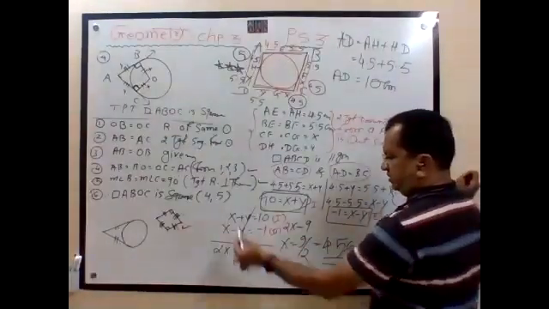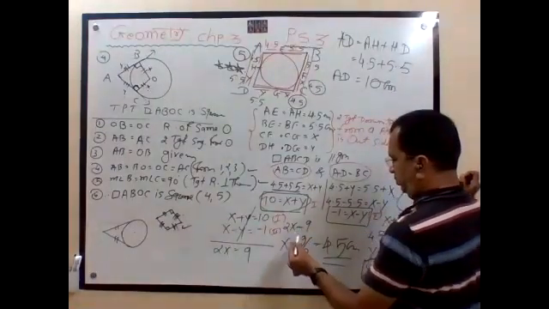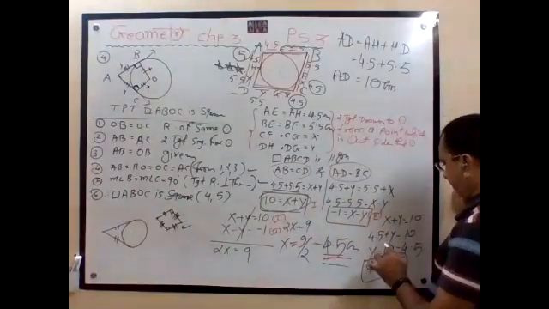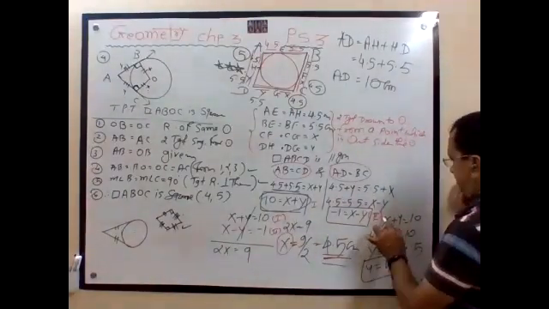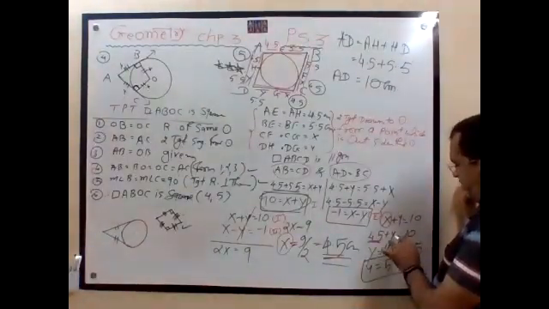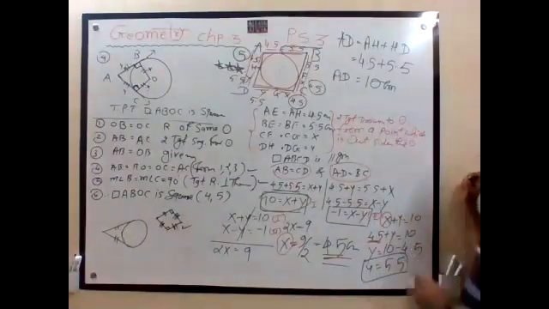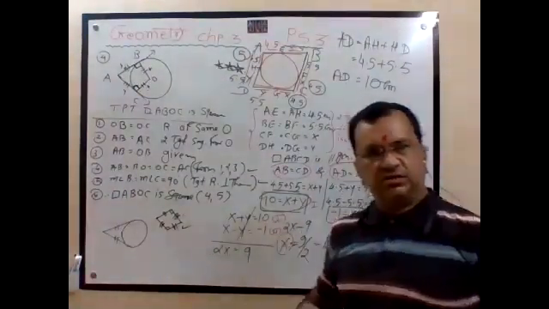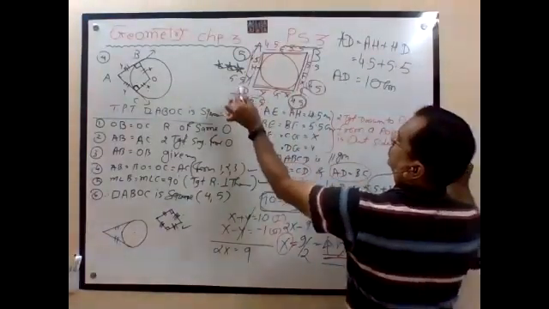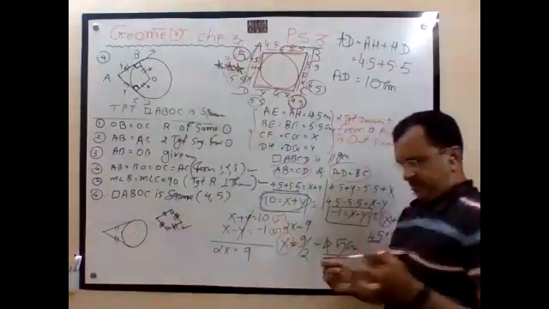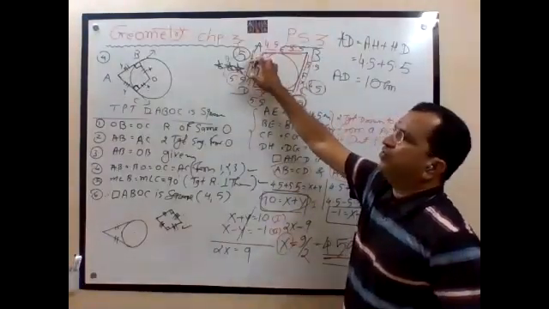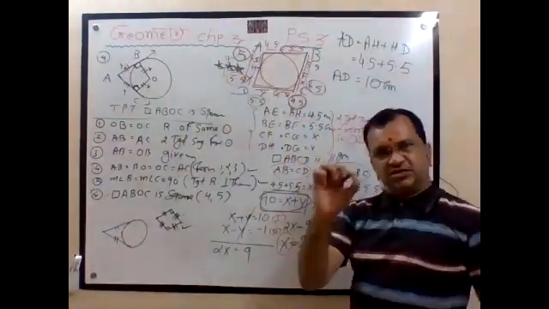Correct? So y cancels, 2x is equal to 9. Half of 9 is equal to 4.5. Now that is x. X is equal to 4.5. Y: so y is 10 minus 4.5, which is equal to 5.5. So x I have substituted, y I have substituted. Now I want AD. So that is AH plus HD. So 4.5 plus 5.5 is equal to 10.